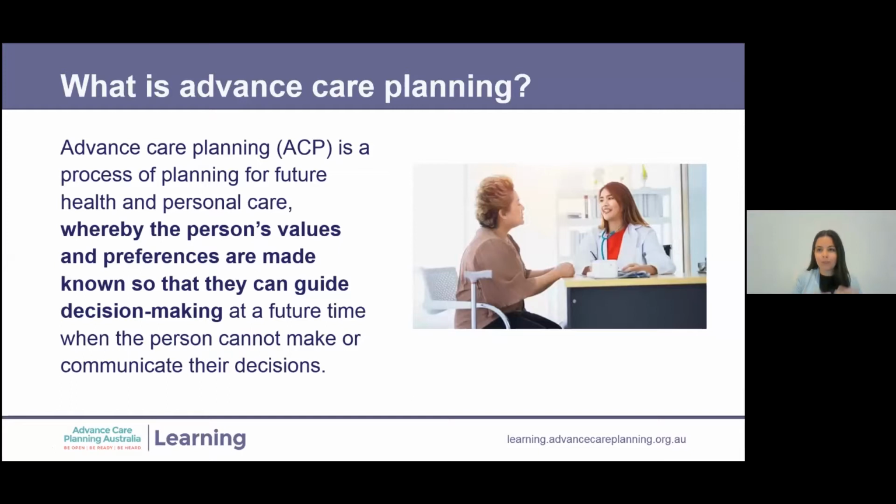So really, on the screen, you'll see the formal definition of advanced care planning, which is a process of planning for future health and personal care, where the person's values and preferences are made known so that they can guide decision-making at a time if the person can't make or communicate their decisions. But really, that's the formal definition.